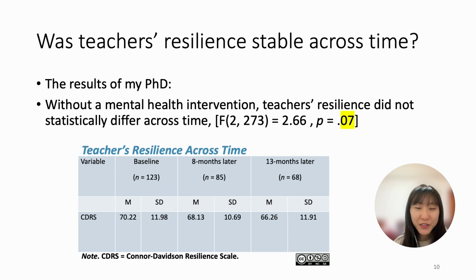My PhD research investigated resilience among trainee teachers. Through conducting a one-way repeated measures analysis of variance, I examined whether there were statistical differences in trainee teachers' resilience scores across 3 time points. The results suggest that without a mental health intervention, trainee teachers' resilience didn't statistically change across time. So it seems that resilience scores could be stable.